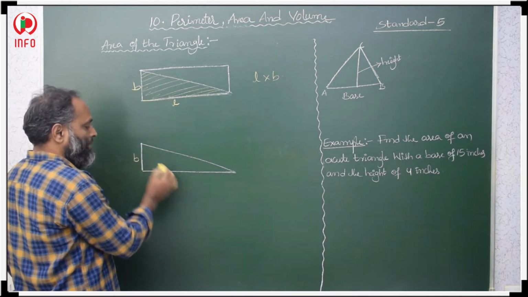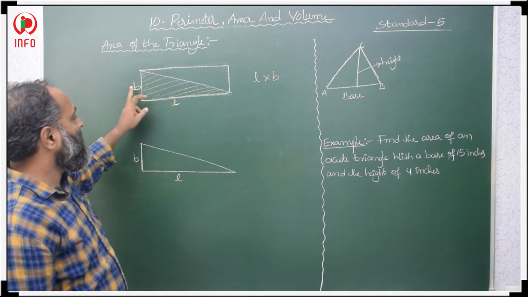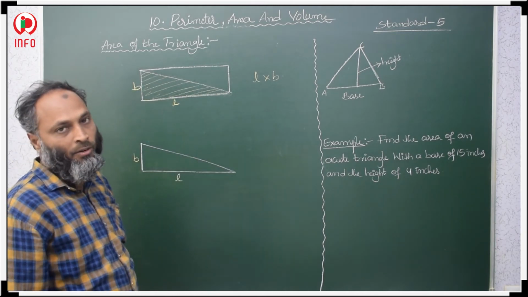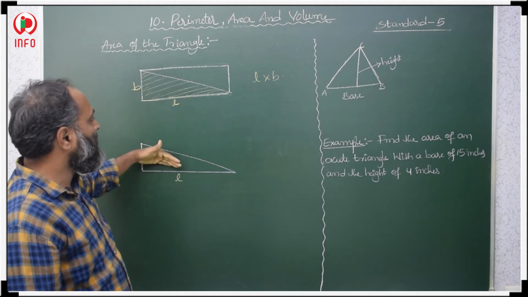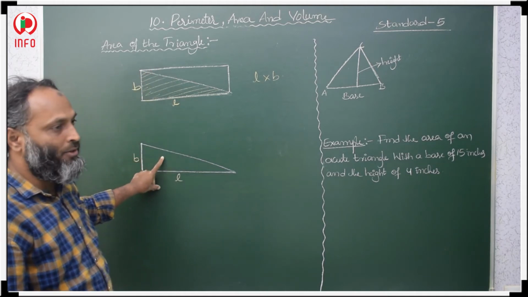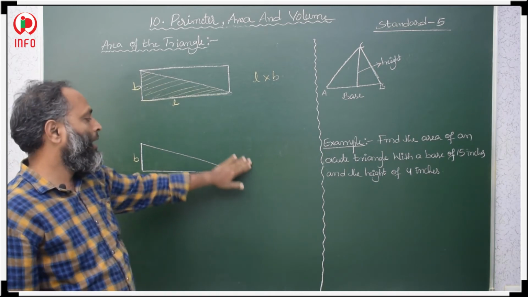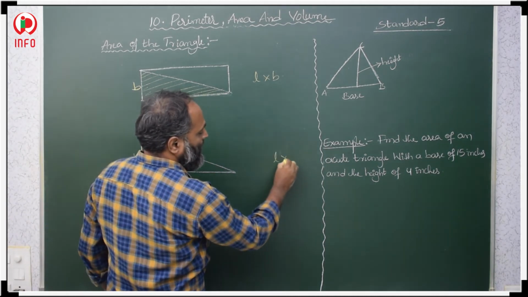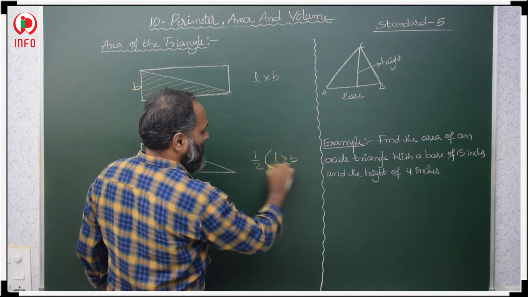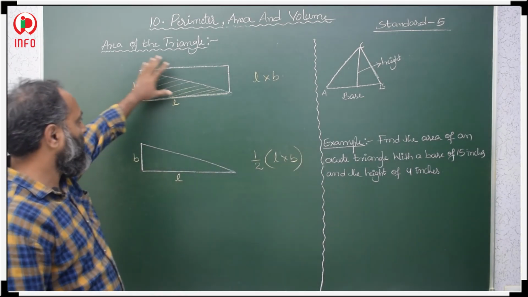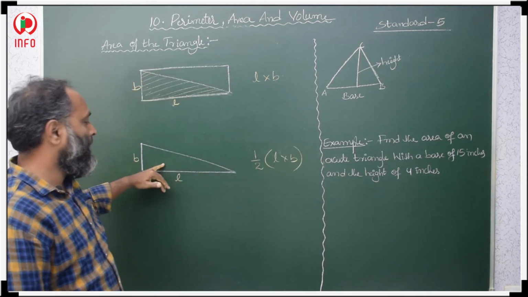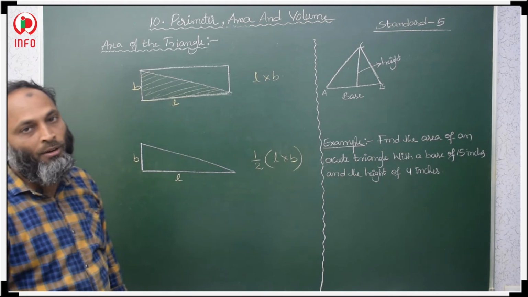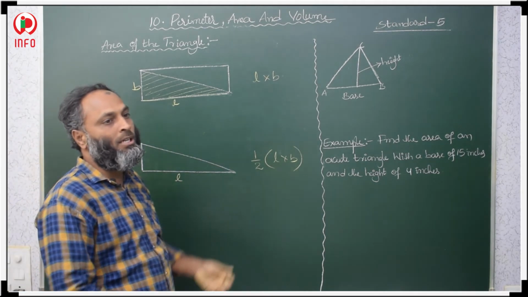So this is B and this is L. Length into breadth is area of this rectangle. If you divide the rectangle into two equal halves, then we make two equal triangles like this. This is one triangle. Then how much is the area of this triangle? Whatever the area of this rectangle, half of that area is this triangle area, half into L into B. Half into L into B is the area of this triangle.